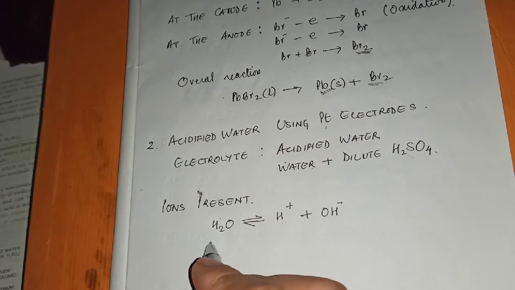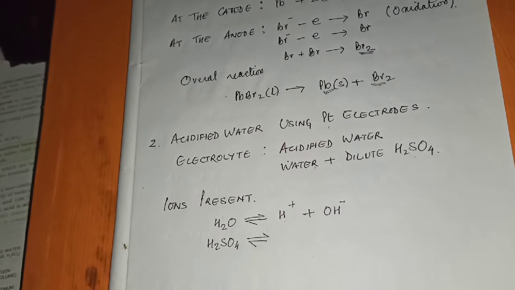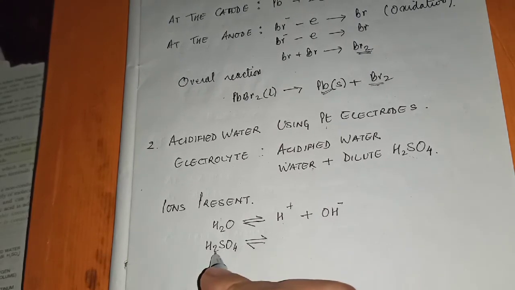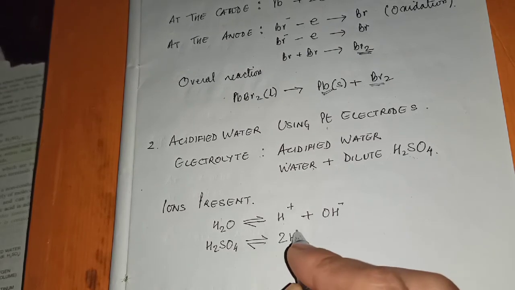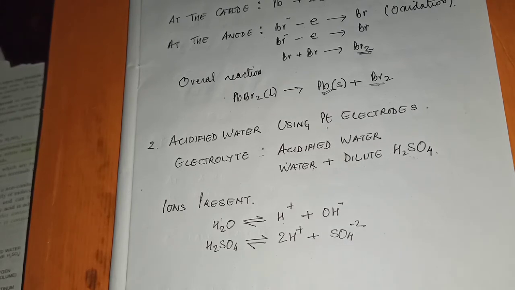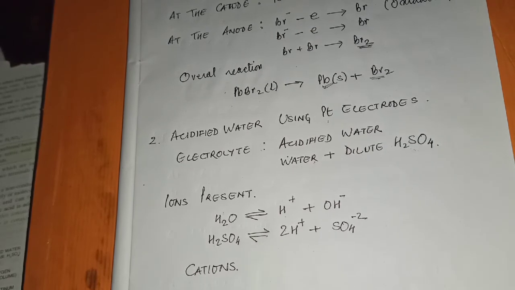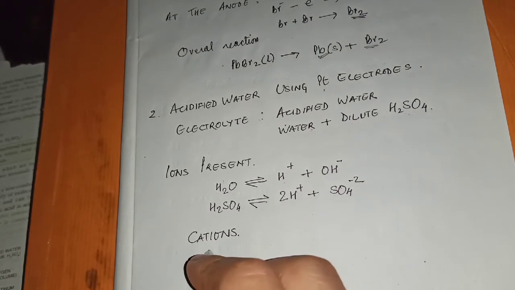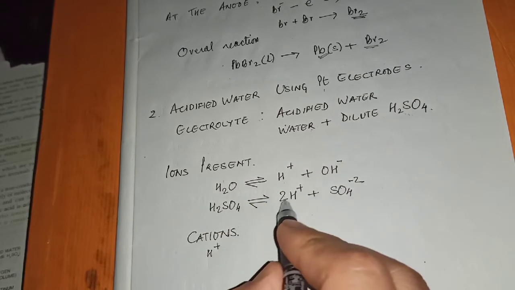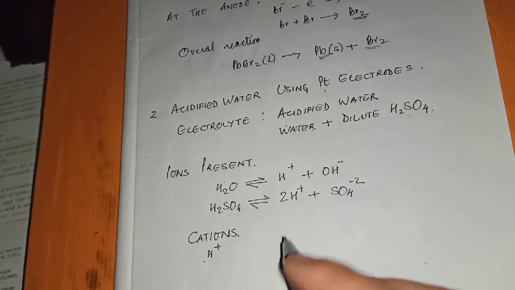Now again there is sulfuric acid, H2SO4. This sulfuric acid also gets ionized and it has two ionizable hydrogens, so it will produce 2H plus and 1 sulfate ion. So altogether we have cations H plus from water and 2H plus from sulfuric acid. That means we have only one type of cation in the electrolyte.